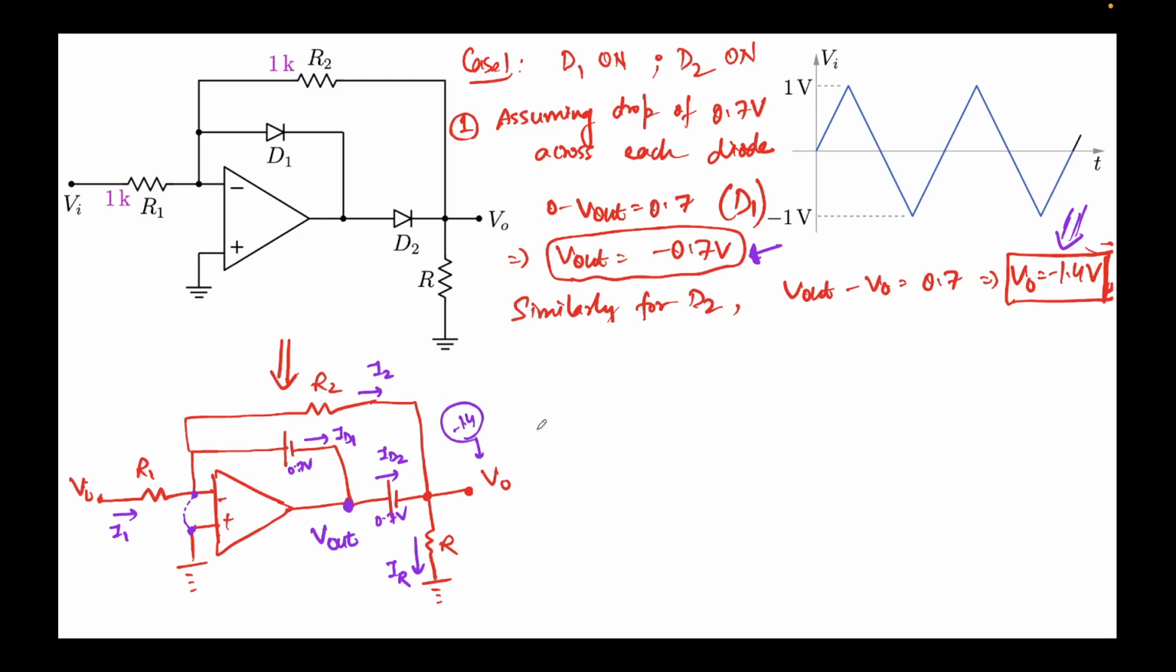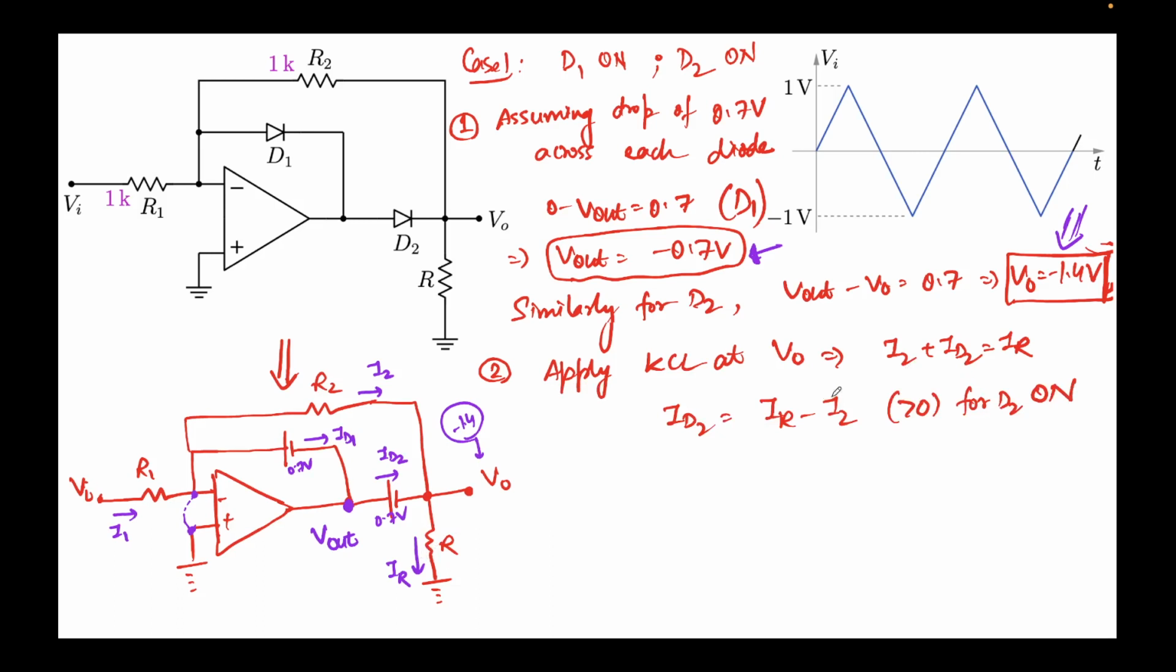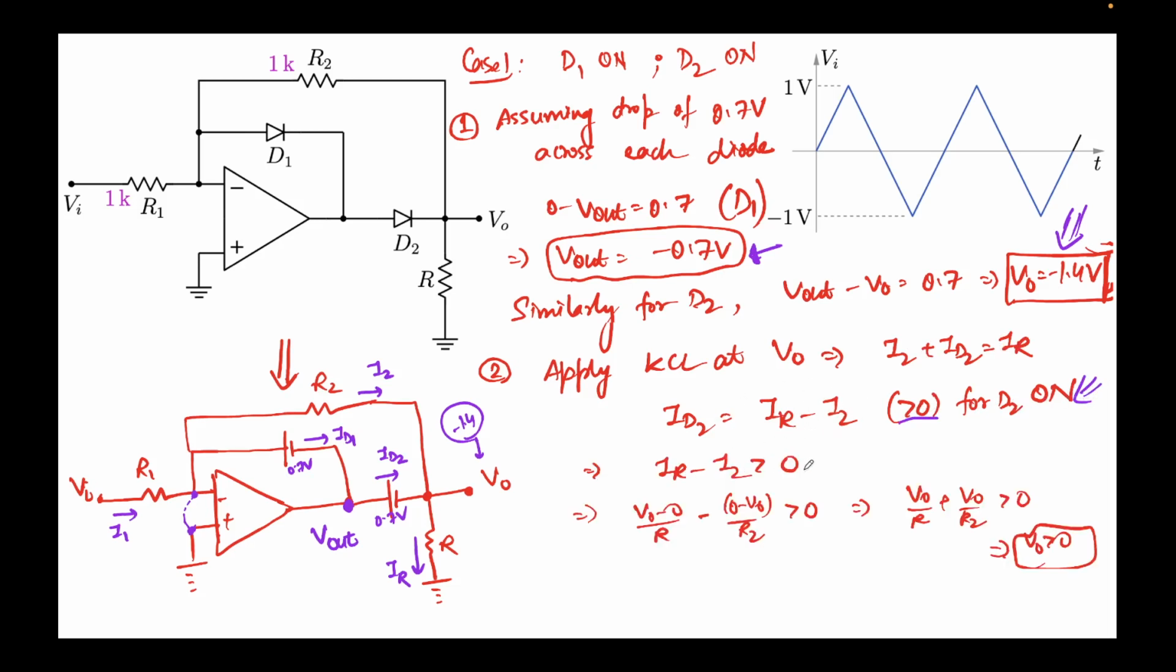Okay. Now moving forward, I'll apply KCL at this node, at node V naught. All the incoming current, which is I2 plus ID2, should be equal to the outgoing current, which is IR here. So let's write the expressions for I2, ID2 and IR. First we'll rearrange the terms: ID2 equals IR minus I2. This is the important thing: this should be greater than 0. Why? Because we have assumed D2 to be on. If D2 is assumed to be on, then ID2 should be positive, right? So IR minus I2 should be positive.